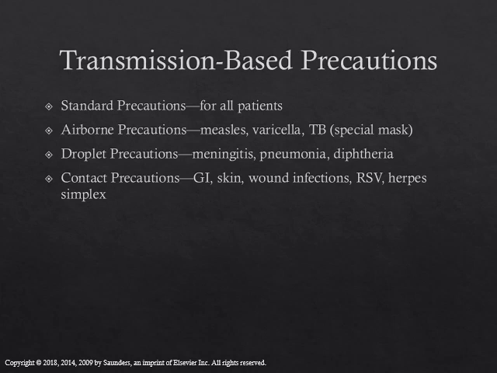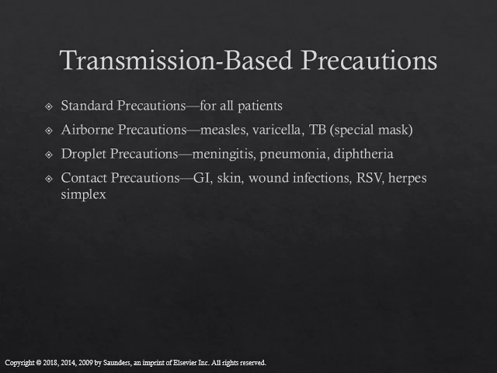Again, I know I said this yesterday or on Monday, but standard precautions, we use standard precautions for all patients. All patients are considered to be under standard precautions. Then we have airborne precautions. Airborne precautions include measles, varicella, and TB. Remember TB, we use a special mask called an N95.